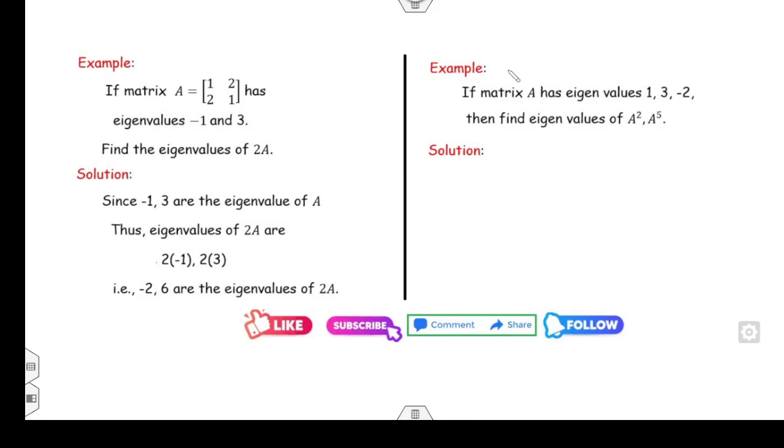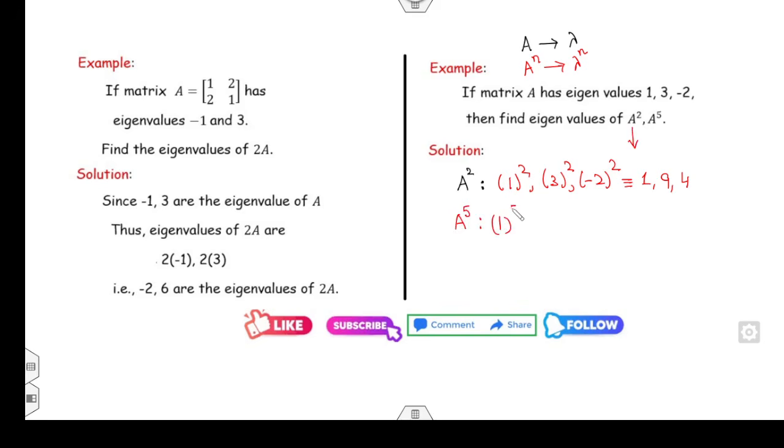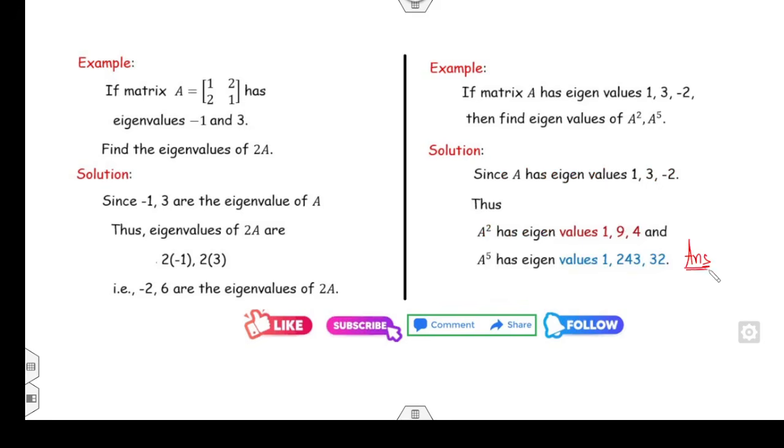Similarly, if somebody asks you, if A has the eigenvalues 1, 3 and minus 2, can you find the eigenvalues of A square? We all know if A has eigenvalues lambda, then A raised to power n has the eigenvalues lambda raised to power n. So that means 1 square, 3 square, minus 2 square. That means 1, 9 and 4 are the eigenvalues of A square. Similarly, eigenvalues of A raised to power 5 will be 1 raised to power 5, 3 raised to power 5, minus 2 raised to power 5. Those are the answers of this problem.